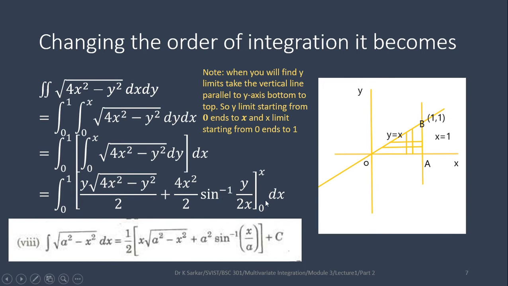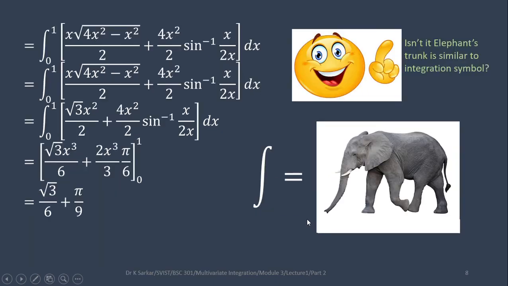Take the limits 0 to x and put the limits. After putting the limits, you get root 3 x square by 2 plus 4x square by 2 sine inverse of x by 2x. Here x cancels, and sine inverse half means pi by 6. Now both the terms are x square. So if you do the integration, x cube by 3 and x cube by 3. Now putting the limits, you get root 3 by 6 plus pi by 9.